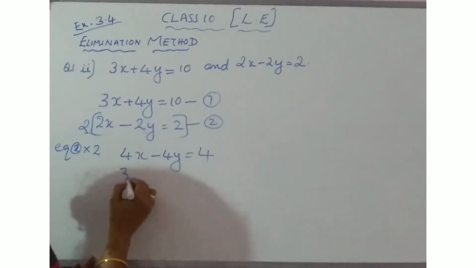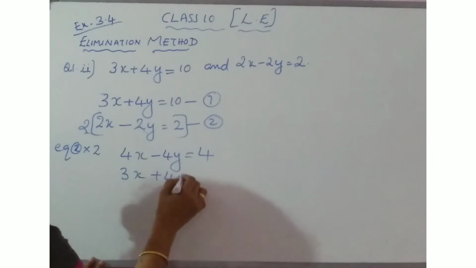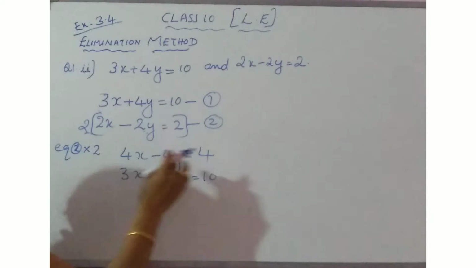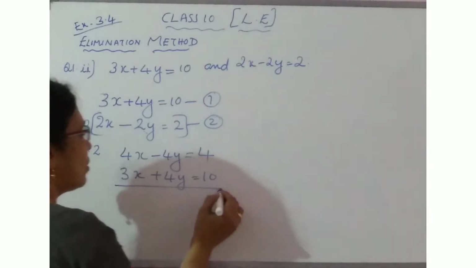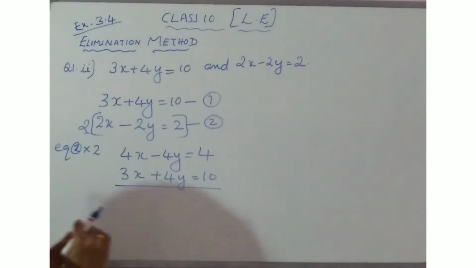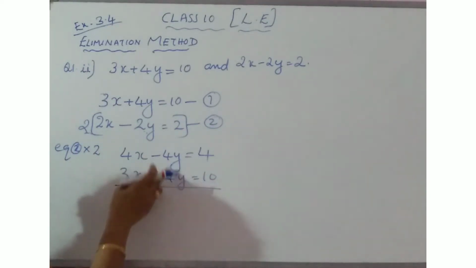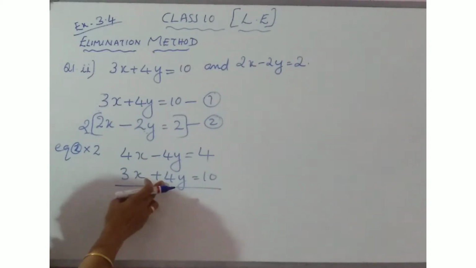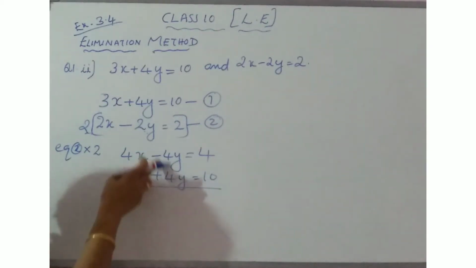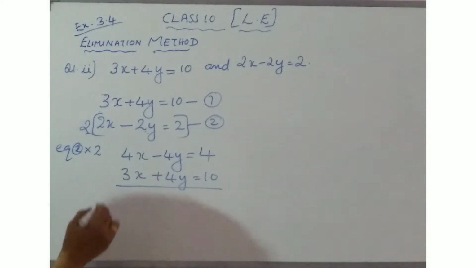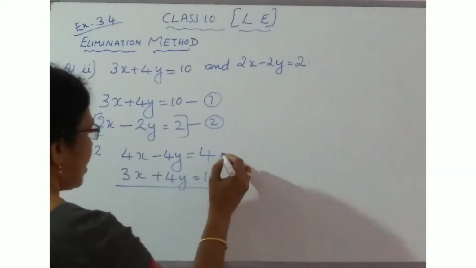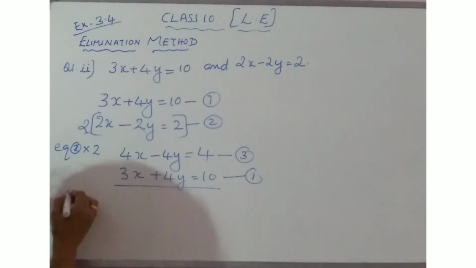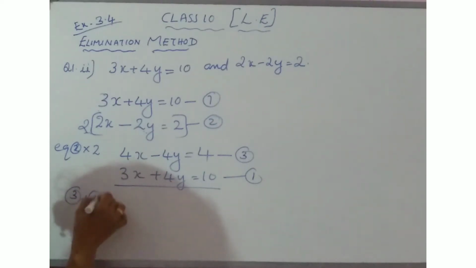Now the first equation, 3x + 4y = 10. If you want, you can write this equation first, then the new equation you got second. Now as I explained in the previous question, you have to check the signs of the equal terms. Here 4y has a minus sign and here 4y has a plus sign. Both are of different sign. If both are of different sign, then we should do addition. This one is equation 3 and this is equation 1, which I have written here. So equation 3 plus equation 1 you have to do.